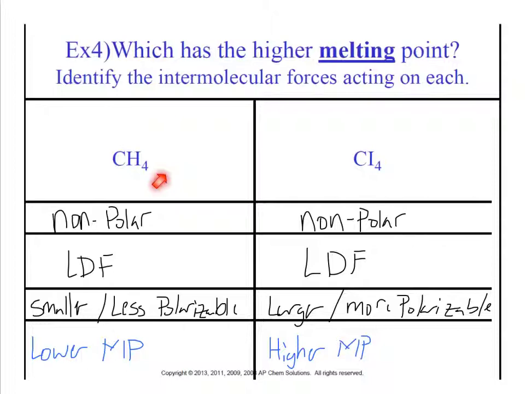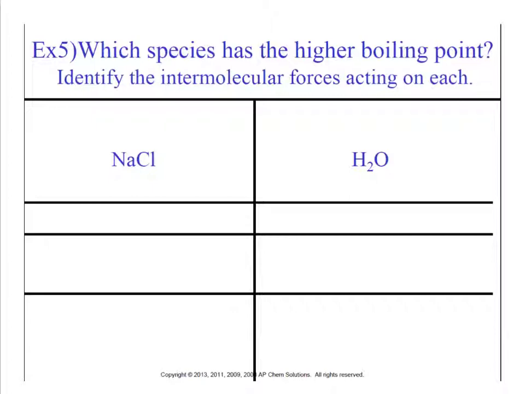And if you're curious, the melting point of carbon tetraiodide is 171 degrees Celsius. The melting point of methane, negative 183 degrees Celsius. So that mere difference in size makes a difference of 400 degrees Celsius between these two boiling points, or melting points. Okay, final one, type of bond, type of intermolecular force, and then relative boiling point in this case.